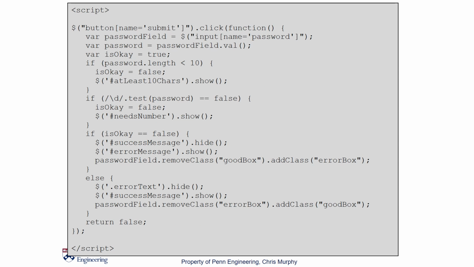Now let's look at the JavaScript, starting with this selector. We're going to select by type, which would be button, and with this specific property, which is the name equals submit.